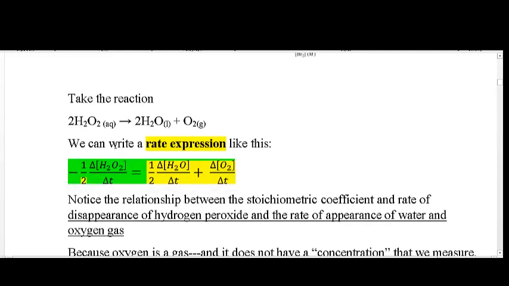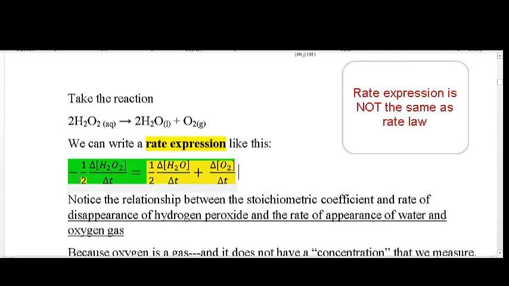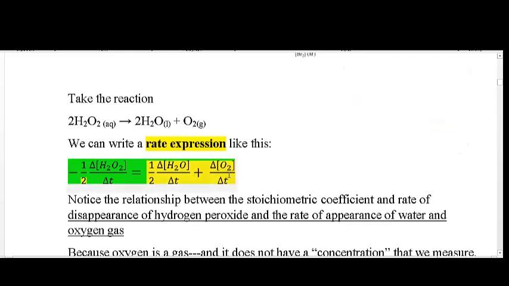So basically the rate expression is that you take the stoichiometric coefficient and put it in the denominator. And don't forget, the reactants become negative because they're decaying, and the products become positive because they're increasing. Another thing you can realize is that oxygen is a gas. So you can use the gas law to get the concentration in terms of pressure, because gases, if you remember, can have a concentration, but they can also have a pressure.